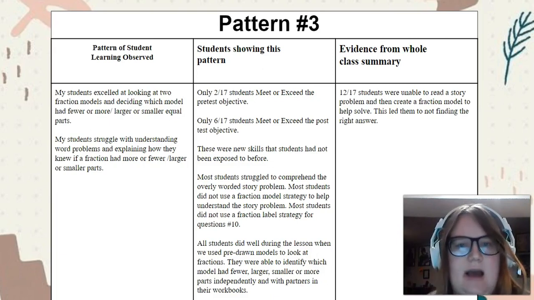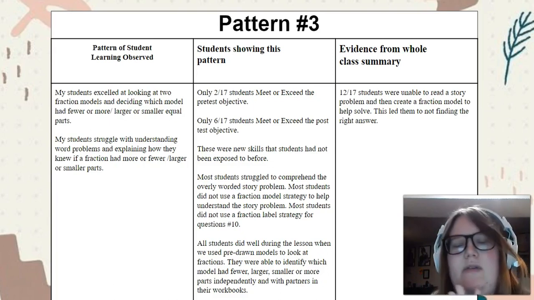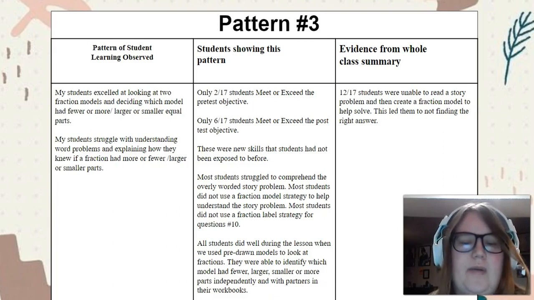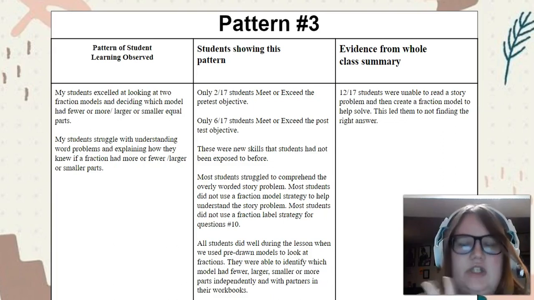During the lesson, I monitored and adjusted and added a lot more pre-drawn models to the content. And when we went over those as a whole group or in peers, the pre-drawn models really helped, especially when I gave them short word problems instead of wordy multi-step problems. But as soon as we got to that pre and post test, it just kind of fell apart.